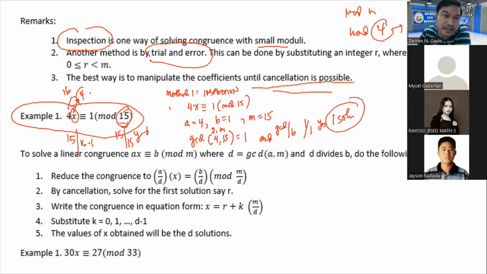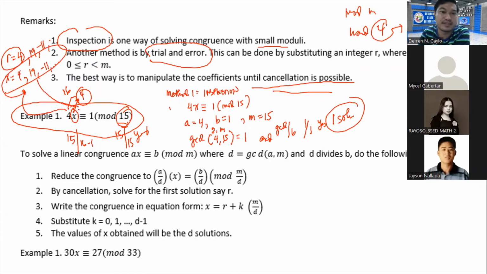So meaning, the correct one through inspection: we just substituted. So r equal to 4 is the correct answer, our one solution. Meaning the values of x with remainder 4, so you add 4 plus 15, that is 19, or if you subtract 15, that is negative 11, and so on. So 4, 19, negative 11 keep going, and that is the correct answer. And we only have one solution. Did you get the inspection method?